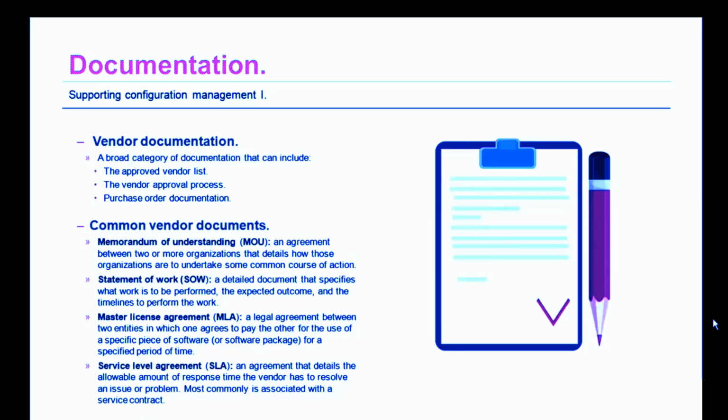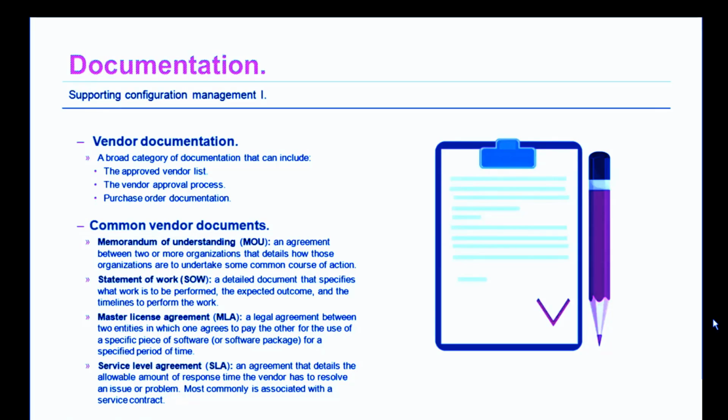First up is the Memorandum of Understanding, or MOU. This is an agreement between two or more organizations that detail how those organizations are to take some common course of action. It is also often referred to as a letter of intent. It is not legally binding, but it does often lead towards a binding agreement. Then there is the Statement of Work, or the SOW. It's a detailed document that specifies what work is to be performed, the expected outcome or deliverables, and the timelines to perform the work. The Statement of Work is often a key document in project management.